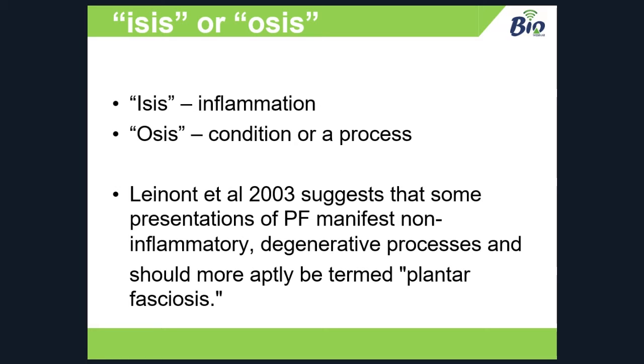Right, this is a slide I've used before. I think, again, it's important to put emphasis on it, really. So anything that's got itis at the end of it, basically that means that there's an inflammation going on. And anything that's got osis on the end of it means that it's a condition or a process. So basically it's a bit more general. Now, when we call something plantar fasciitis, what we're basically saying, or what we're assuming, is that the pain is caused by an inflammation of the plantar fascia, or more the fact that there is an inflammation going on within the condition.